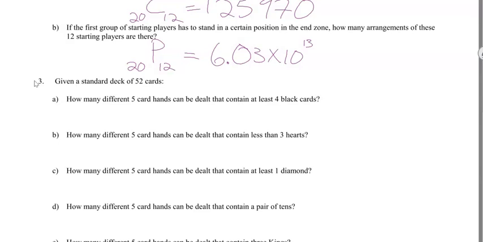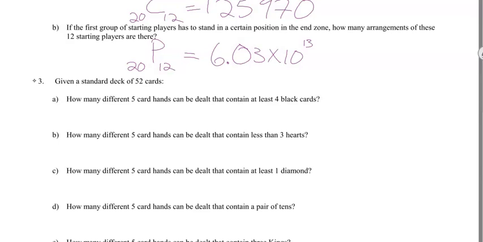Otherwise, it should say, given a standard deck of 52 cards, how many different 5-card hands can be dealt that contain at least 4 black cards? Okay, so before you do this, I want you to say or write down how many black cards could there be? If we've got at least 4 black cards, how many black cards could we have?